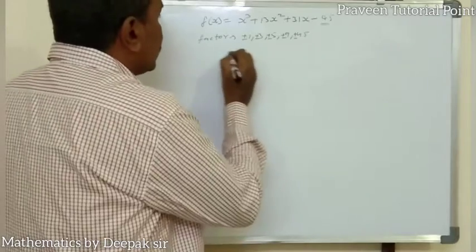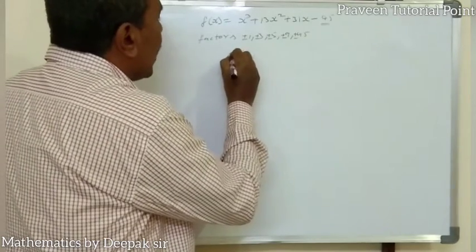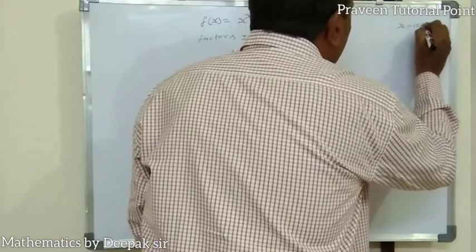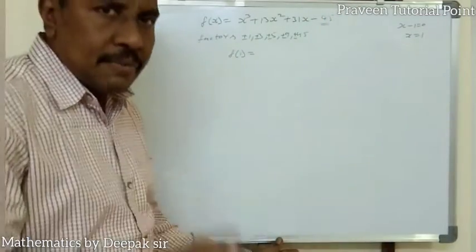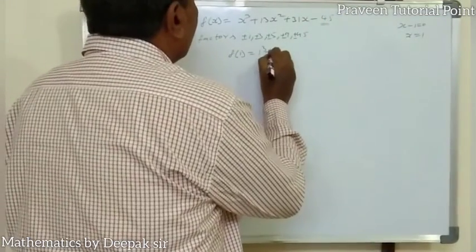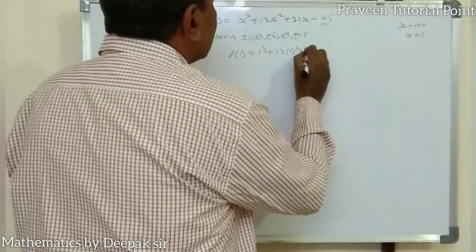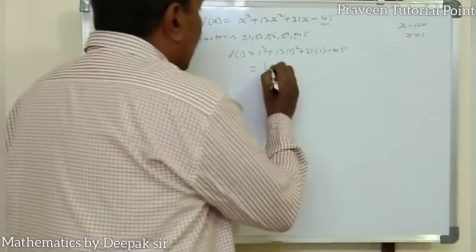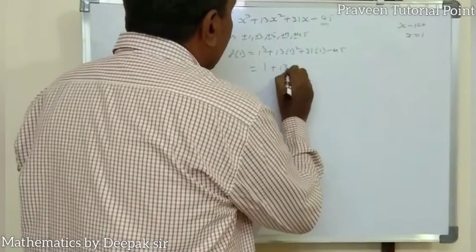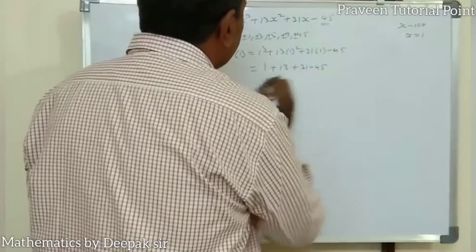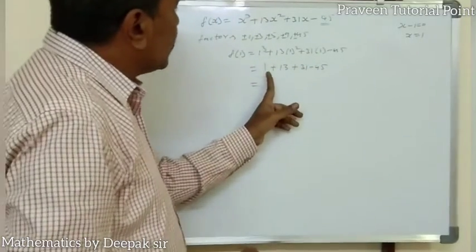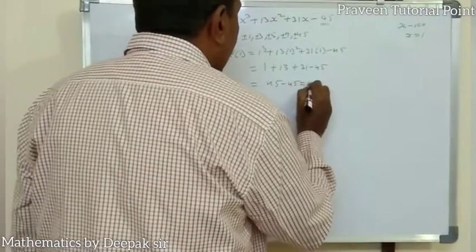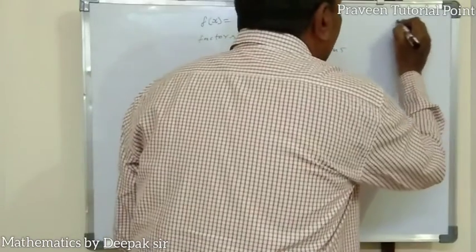First of all, we'll take f of 1. For f of 1, the factor will be x minus 1 equal to 0, x is equal to 1. In place of x, I am taking 1: 1 cube plus 13 into 1 square plus 31 into 1 minus 45. 1 cube is 1, plus 13, plus 31, minus 45. 13 plus 1 is 14, 14 plus 31 is 45, 45 minus 45 is equal to 0. So, x minus 1 is one of the factors.